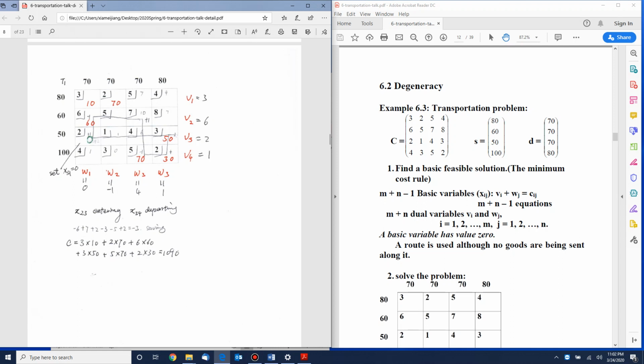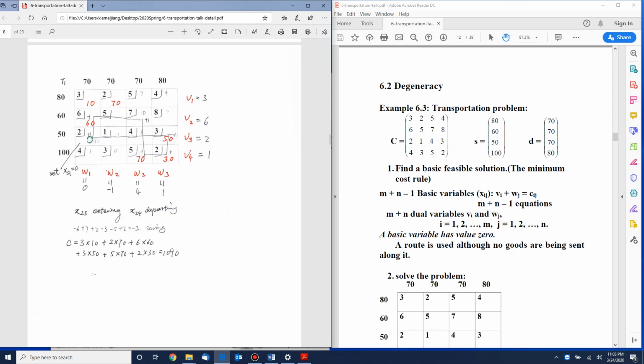Now the same, we move to the fourth row. The fourth row, we have 100, and the cheapest one is the 2, that's in the third column, and market 3 needs another 30, right? So we put 30 into cell 4 3, and then the rest 70 we can put into cell 4 4, right? So in this way we finished it.